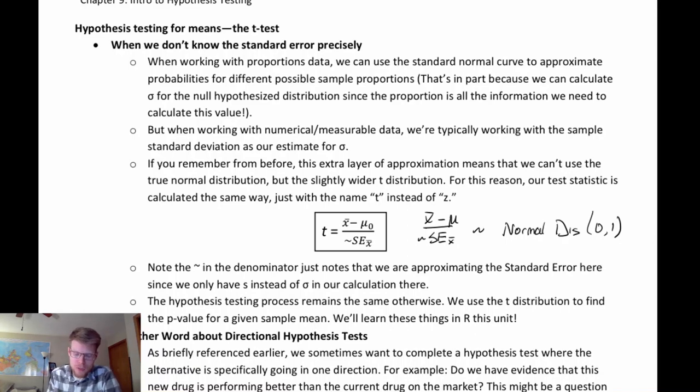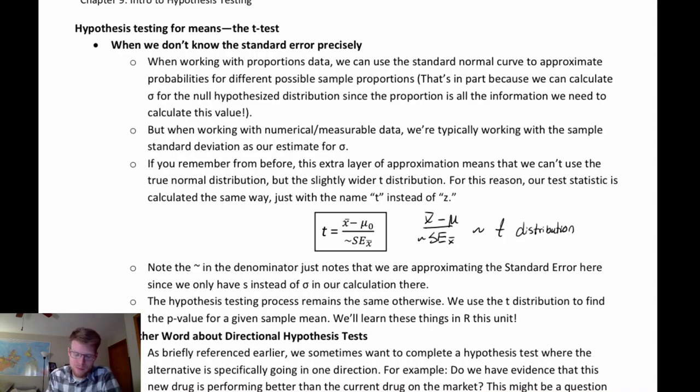And so even though we don't spend a whole lot of time breaking this down, if I add that approximation in the denominator, this is now going to follow what's called a t-distribution, which is also centered at 0, but has slightly what we call fatter tails, meaning that I might get t-values that are a little bit farther away more often than I would with a normal distribution working with z values.